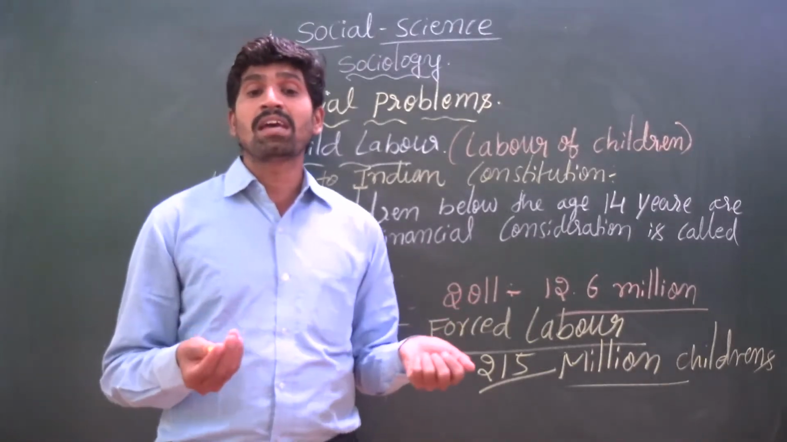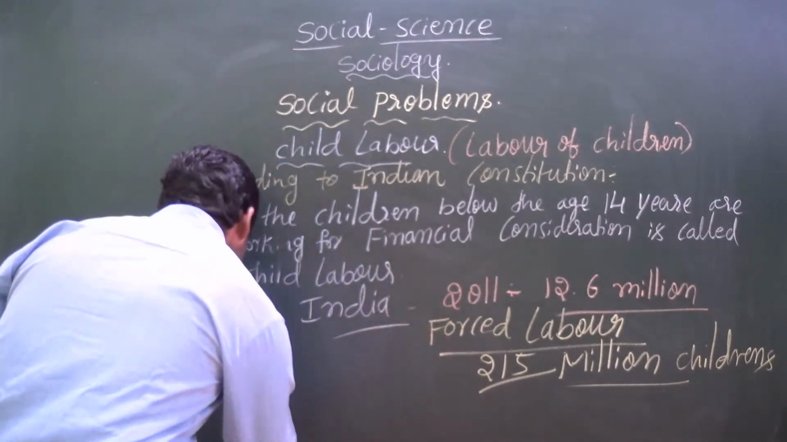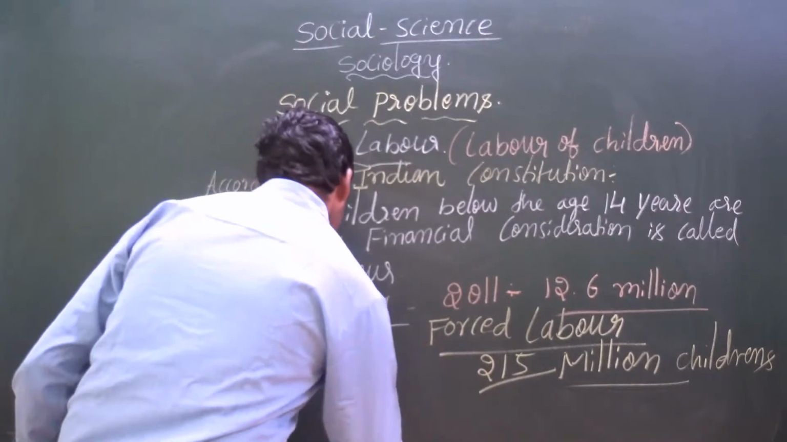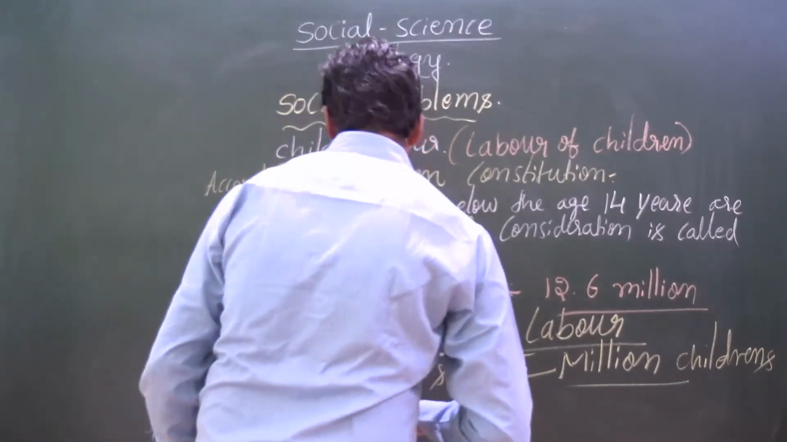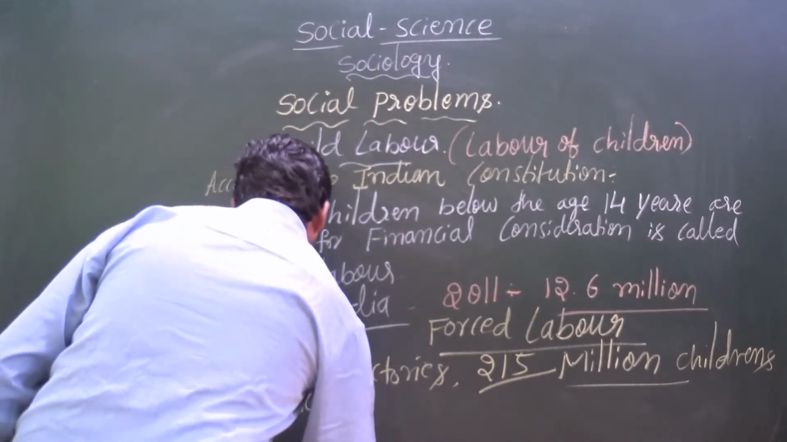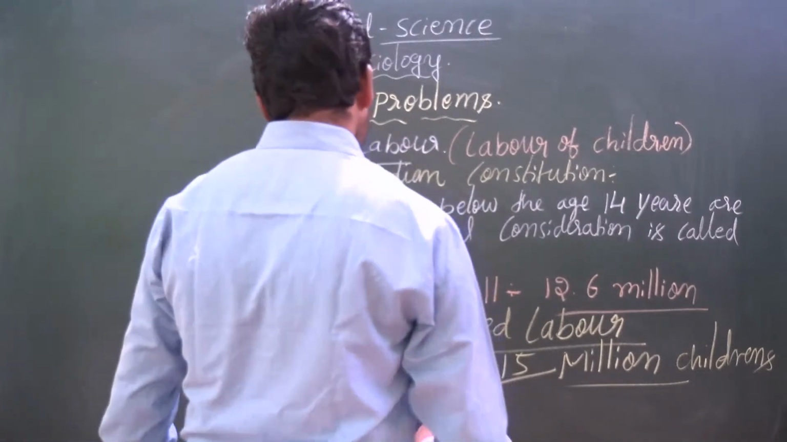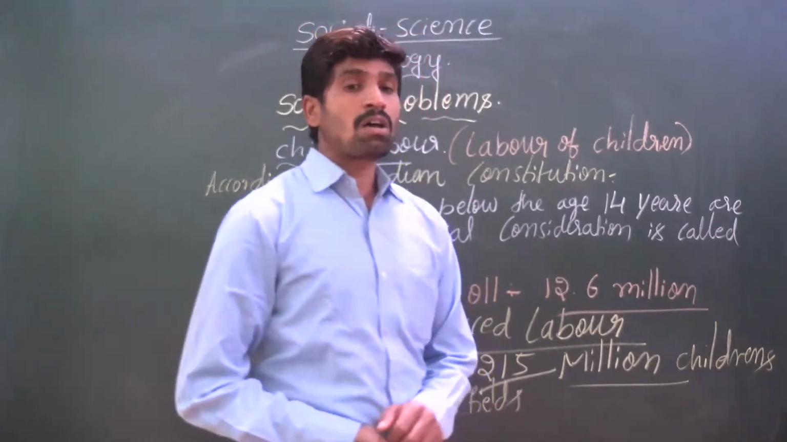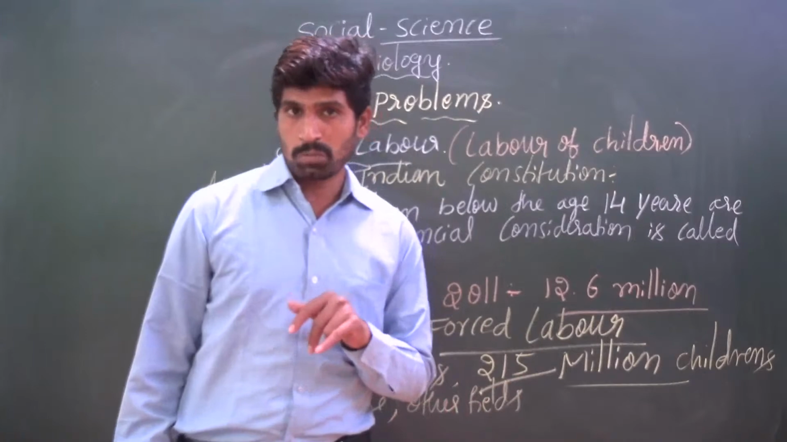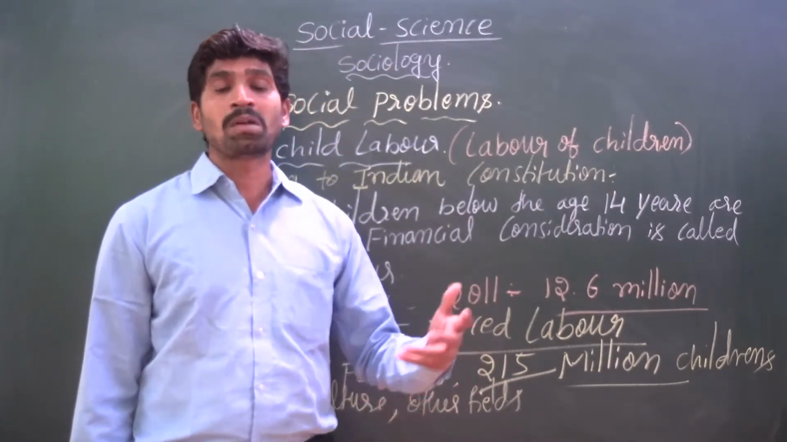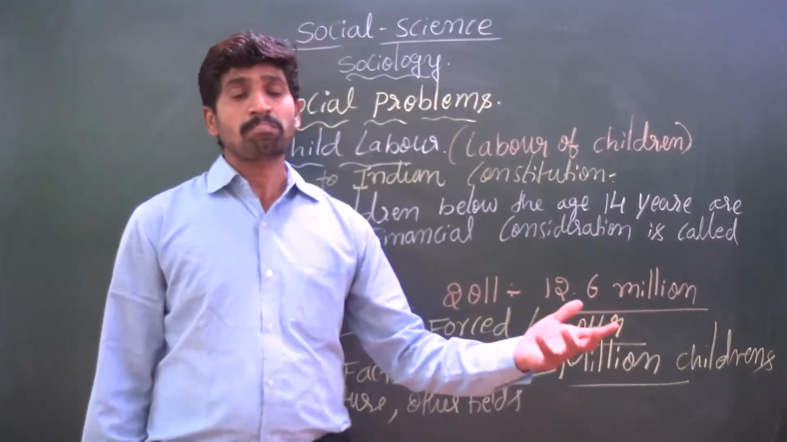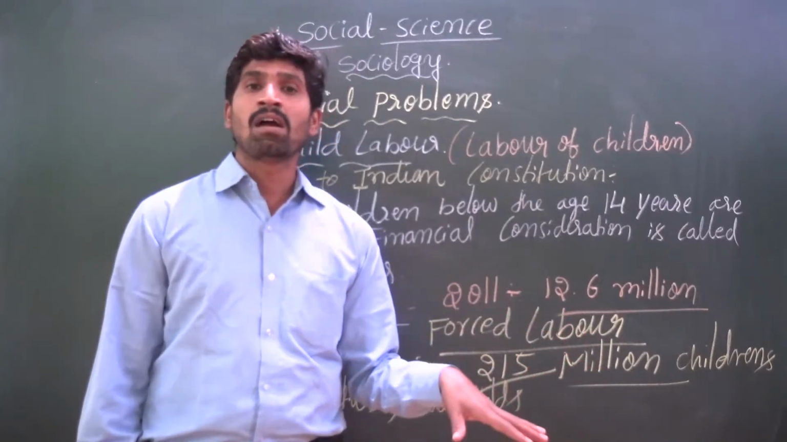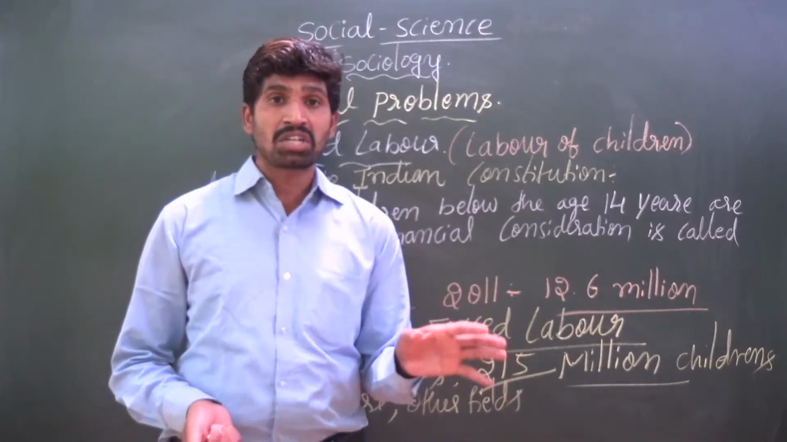Where are those children working? They may be working in houses, in factories, in agriculture or in other fields. If they are in a house, it may be domestic work. In factories, it may be mining areas, for example mining or the production of crackers and explosives, which is dangerous work.